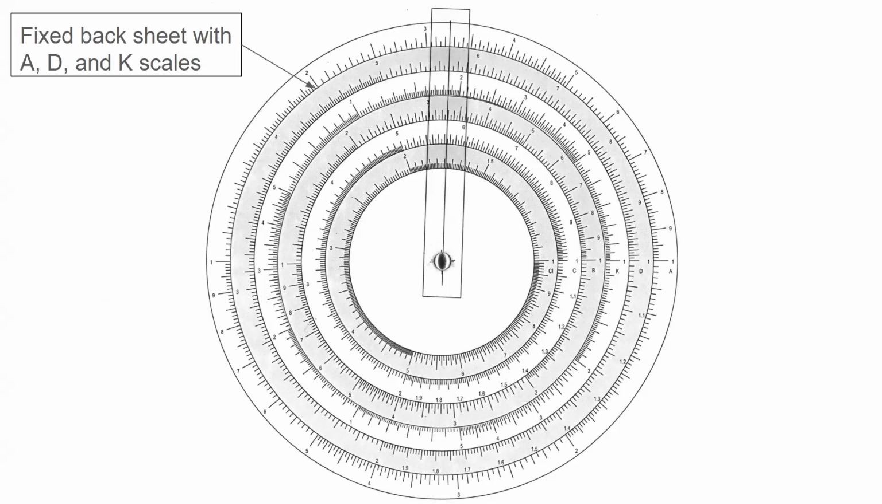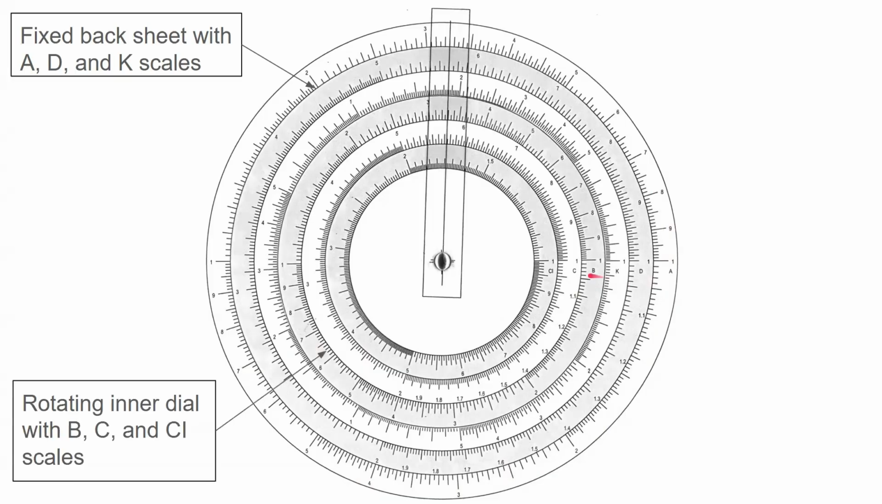In the back, the big rectangular sheet is the fixed back sheet of the circular slide rule, and it has three scales on it. Our scales are wrapped around, and they have numbers and gradations, sort of like a ruler, all the way around. So we have the A scale, the D scale, and the K scale on the fixed back sheet. Then on the inner sheet, we have the B scale, the C scale, and the CI scale. And that inner dial rotates.